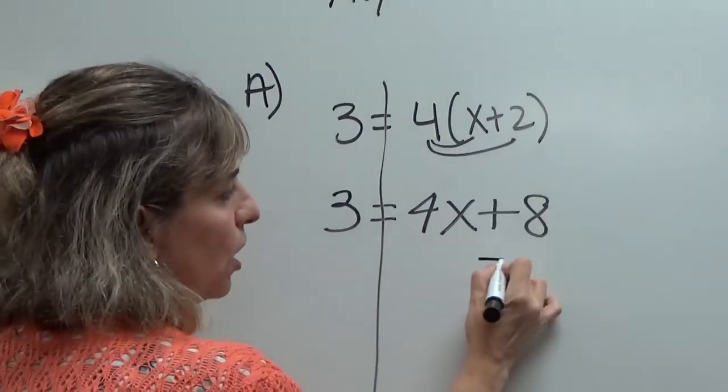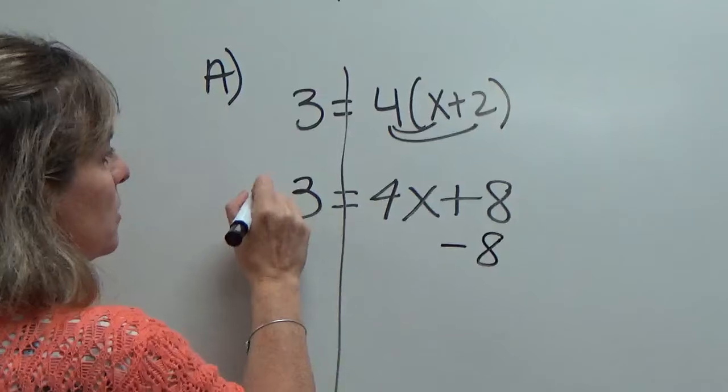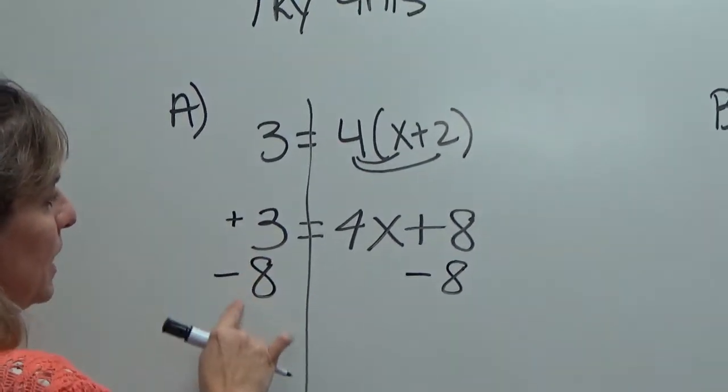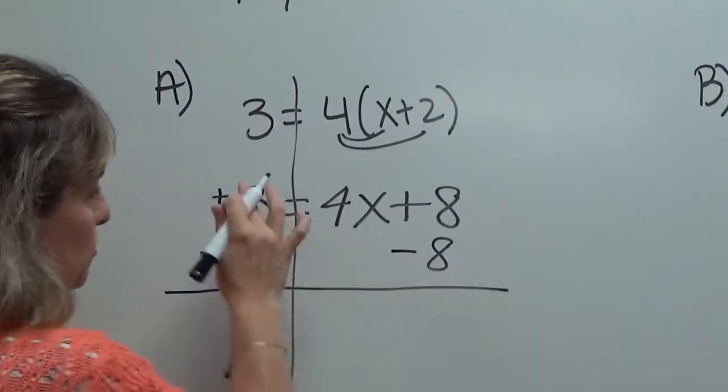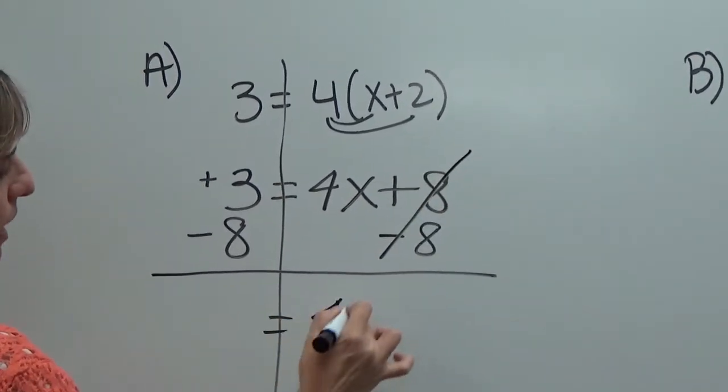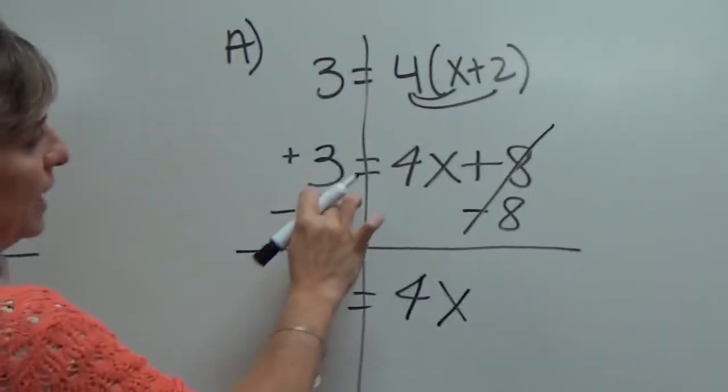Right now I'm going to do the opposite of positive 8, so that's a negative 8. I have a positive 3 on this side, a negative 8 on this side, and I'm subtracting a negative 8. That will cancel, and I'll bring down my 4x. And now I have an 8 and a 3.